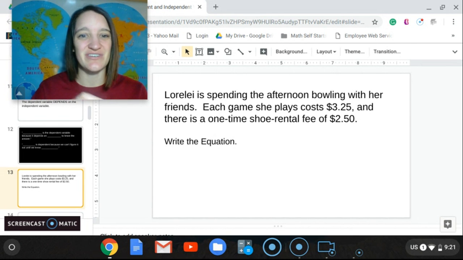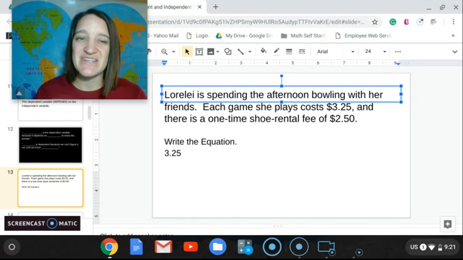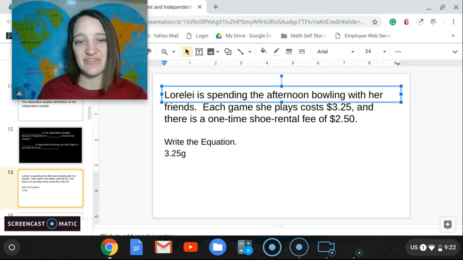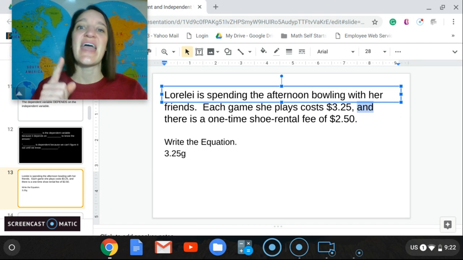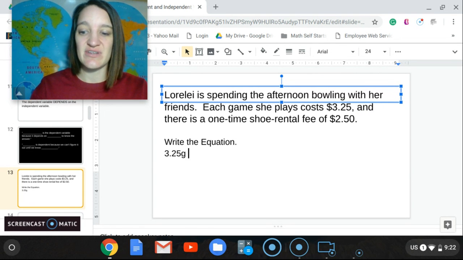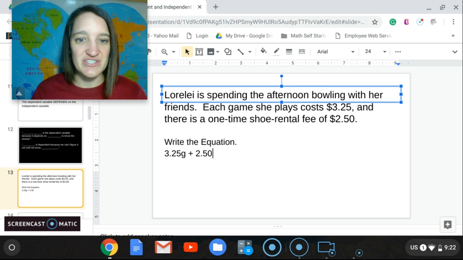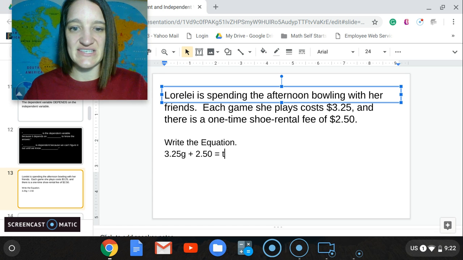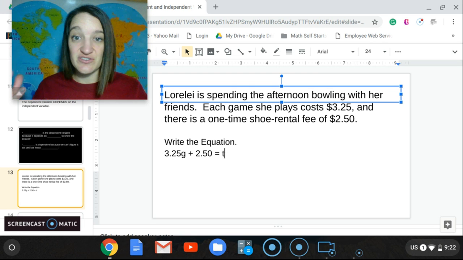Each game costs $3.25. So let's go $3.25, but it's each game, so let's make sure that we show that it will change depending on how many games she's played. Then, and, remember, and means plus, there is a one-time shoe rental of $2.50. So then we need to plus the $2.50. Okay, so here's our equation. Now, what should we do for our total? T. Okay, so we've got a G for the number of games and a T for the total price.